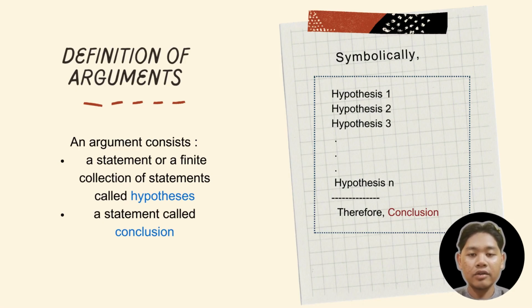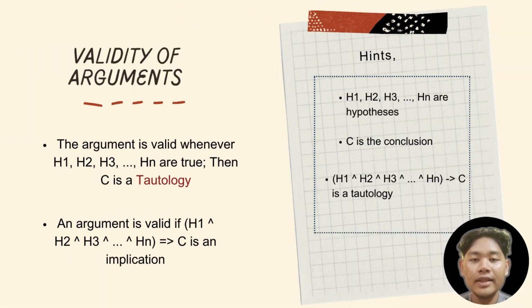Definition of argument. An argument consists of a statement or a finite collection of statements called hypotheses, and a statement called the conclusion. Validity of argument. The argument is valid whenever hypothesis 1, hypothesis 2, hypothesis 3 to hypothesis n are true, then C is a tautology.